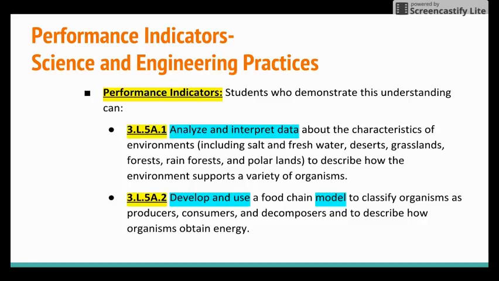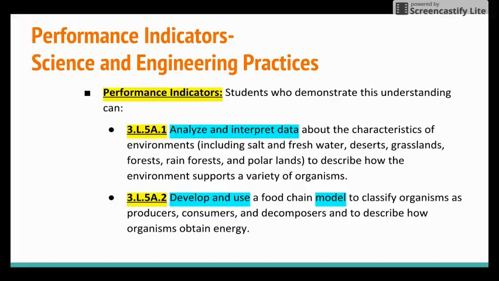So these are just specific examples. The key here, though, is when you're unpacking the South Carolina standards, usually in these indicators, the very first few words in that statement, that's the science and engineering practice. That needs to be understood so that you understand what kind of tasks your students are going to go through in order to build that knowledge of the content.